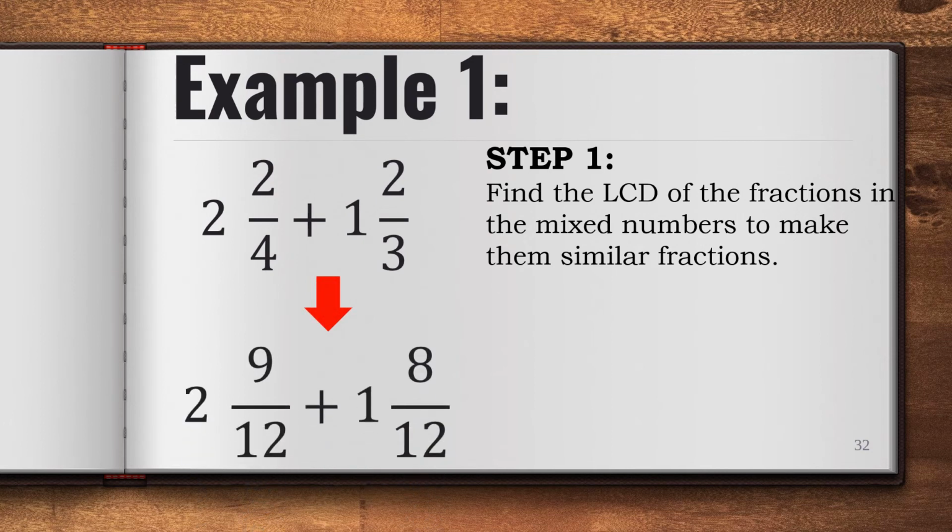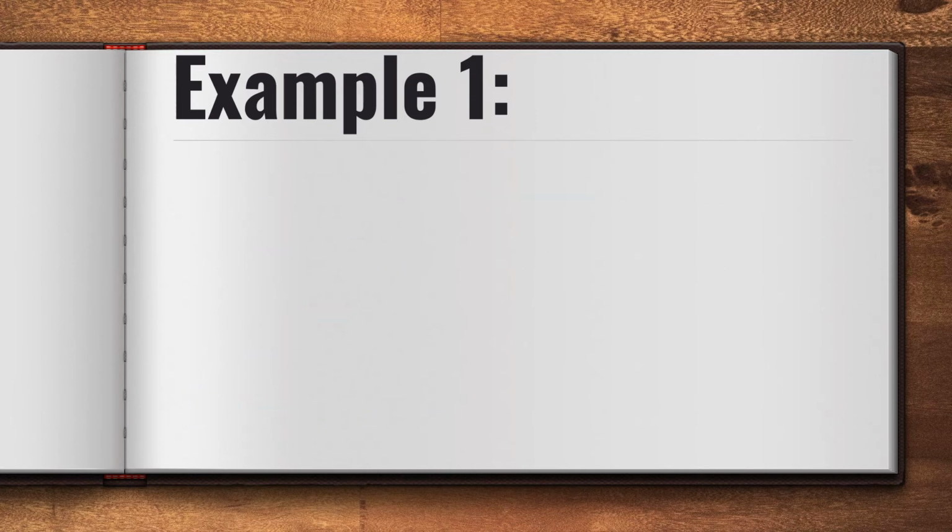So the LCD of 4 and 3 is 12. And by doing the process that I have shown you earlier, 2 and 2/4 will now become 2 and 9 over 12. And then 1 and 2/3 will now become 1 and 8 over 12.